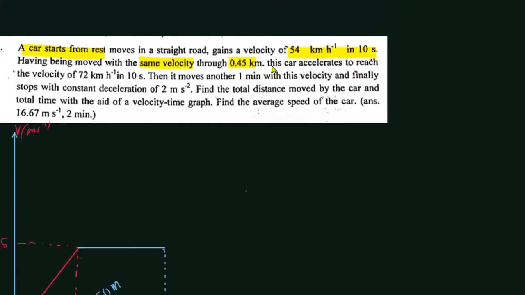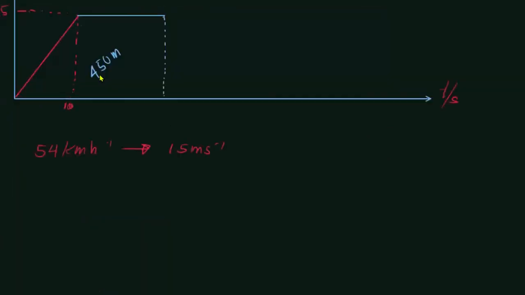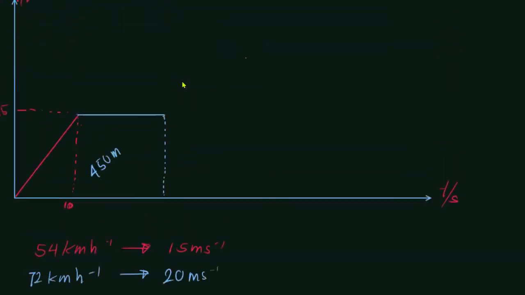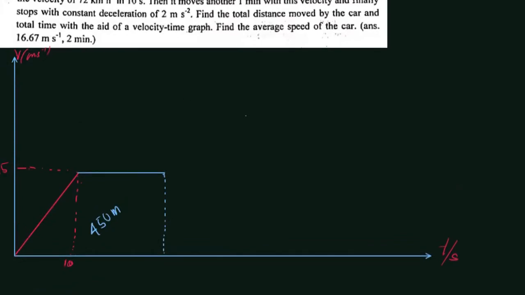Fine. And then this car accelerates to reach a velocity of 72 kilometers per hour in 10 seconds. So 72 kilometers per hour means it is 20 meters per second, right? So within 10 more seconds they are accelerating, for 10 more seconds.